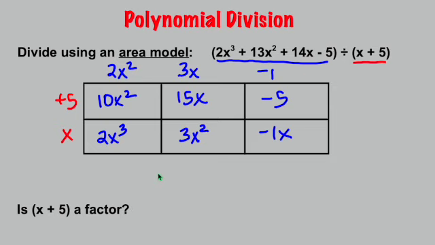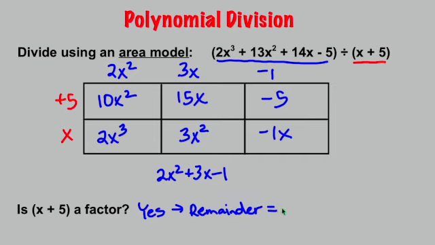So our answer is 2x squared plus 3x minus 1. That would be how many times x plus 5 divides into it. Now, is it a factor? Is x plus 5 a factor? And the answer is yes, and it's really a very simple reason. There is no remainder. We needed a negative 5 at the end, we got a negative 5. So is it a factor? Yes, because we have a remainder of 0 in this case here.